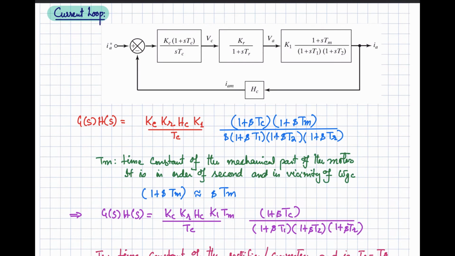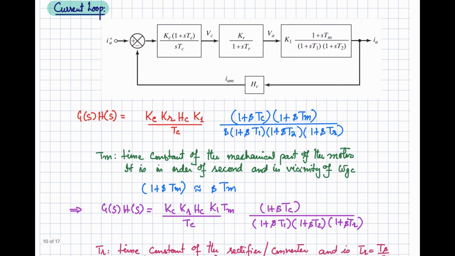So we can simplify this one, and we can approximate this current loop with the help of a second order equation. How? We know that your system mechanically is quite slow as compared to your electrical system. In the case of electrical, the time constant is usually in the range of milliseconds, and for the mechanical it is in the range of seconds. I'm talking about the DC motor drives, particularly. So we can approximate that this 1 plus STM is nearly equal to STM.